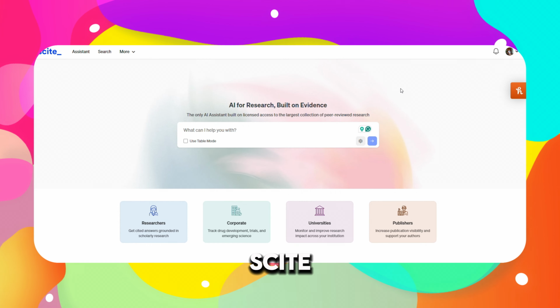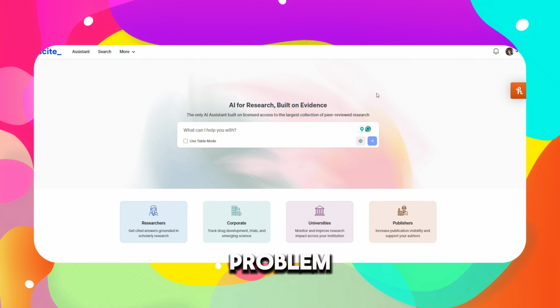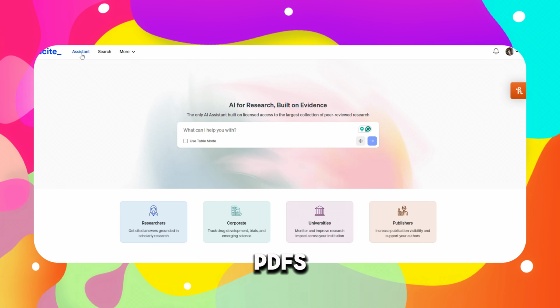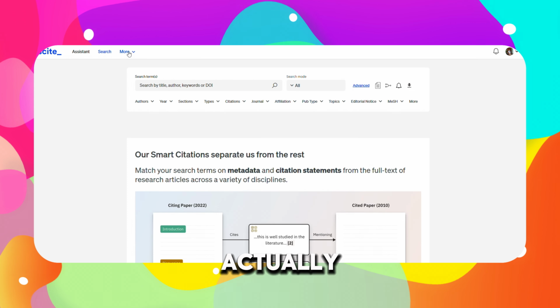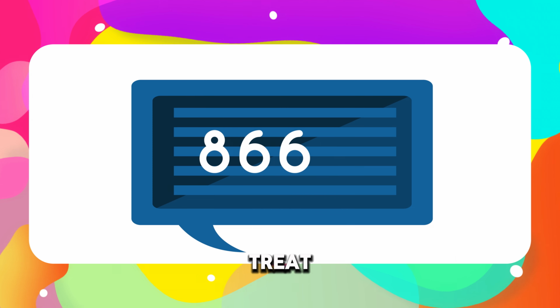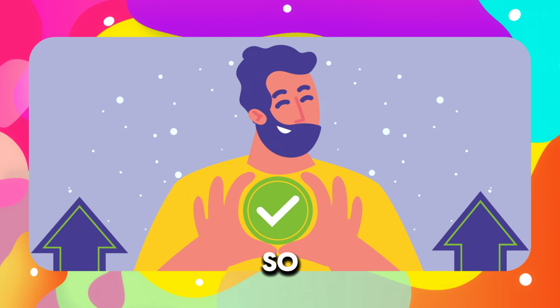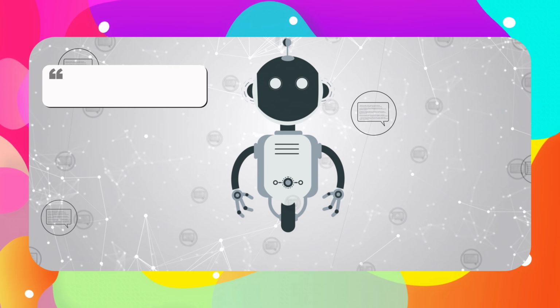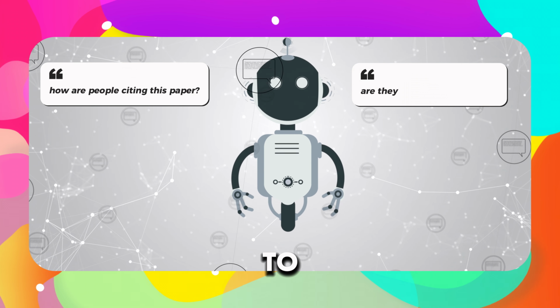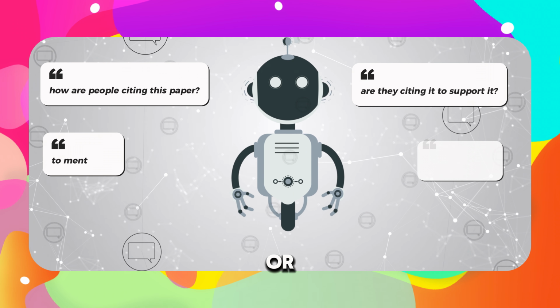Now let's move to Scite, because this tool attacks a different problem. If Anara helps you live with your PDFs, Scite helps you figure out which of those PDFs the research community actually trusts. Most of us treat citations as simple numbers. This paper has been cited 500 times, so it must be good. But Scite asks a much sharper question. How are people citing this paper? Are they citing it to support it, to mention it, or to argue against it?